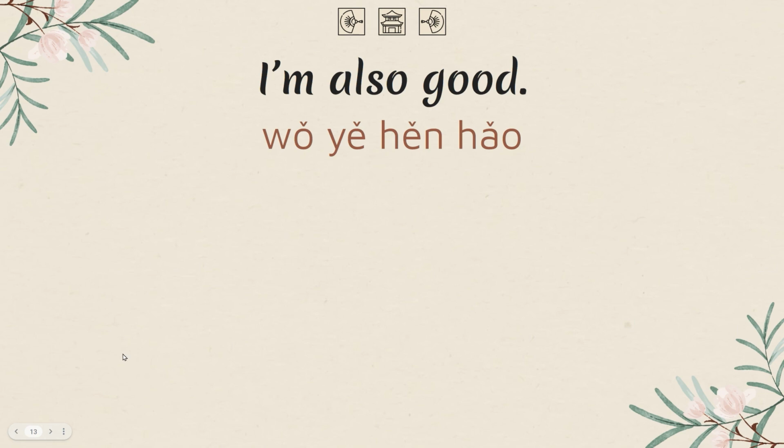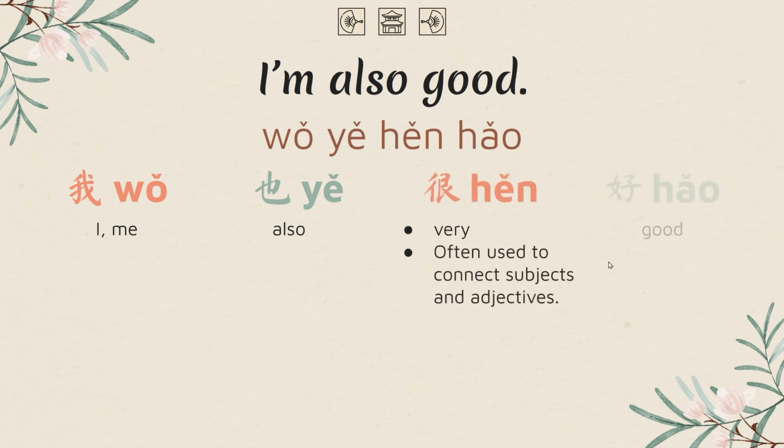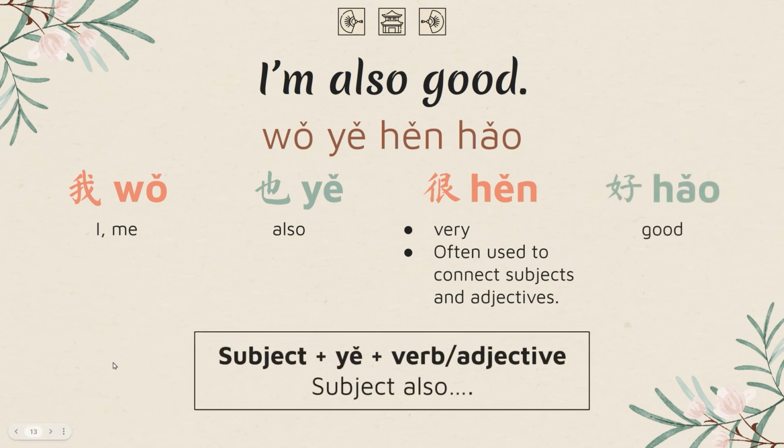Now let's say it with me. 我也很好. 我也很好. So 我 is I or me. 也 means also. Notice how 也 sounds a little different when I say it by itself, 也, versus in the sentence, 我也很好. It's not quite as stressed and long as when I say it by itself. And we've already seen 很好. So the way you use 也, you just put it after the subject before a verb or adjective. Pretty simple. 我也很好.